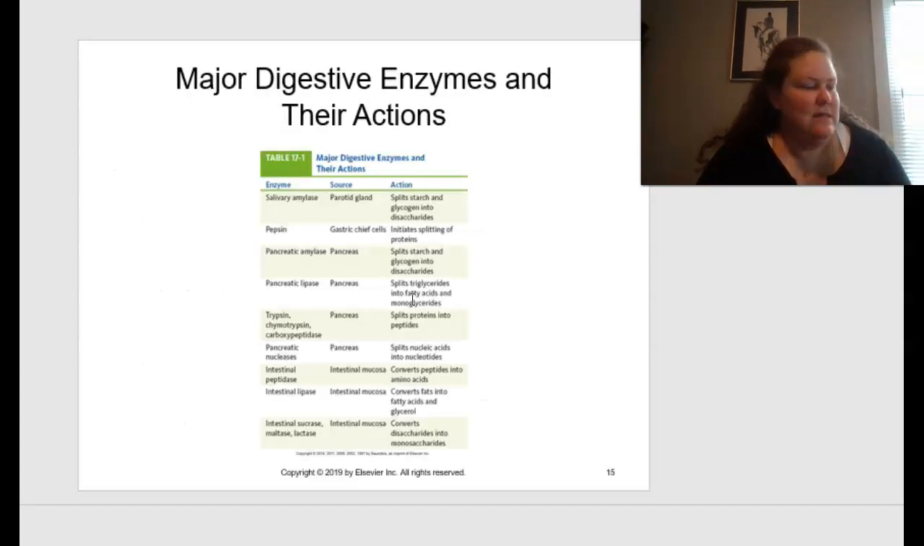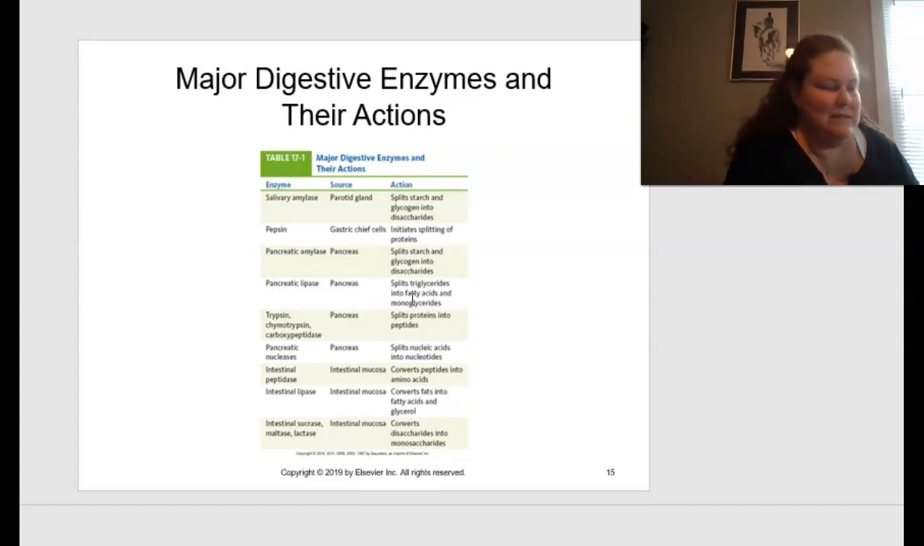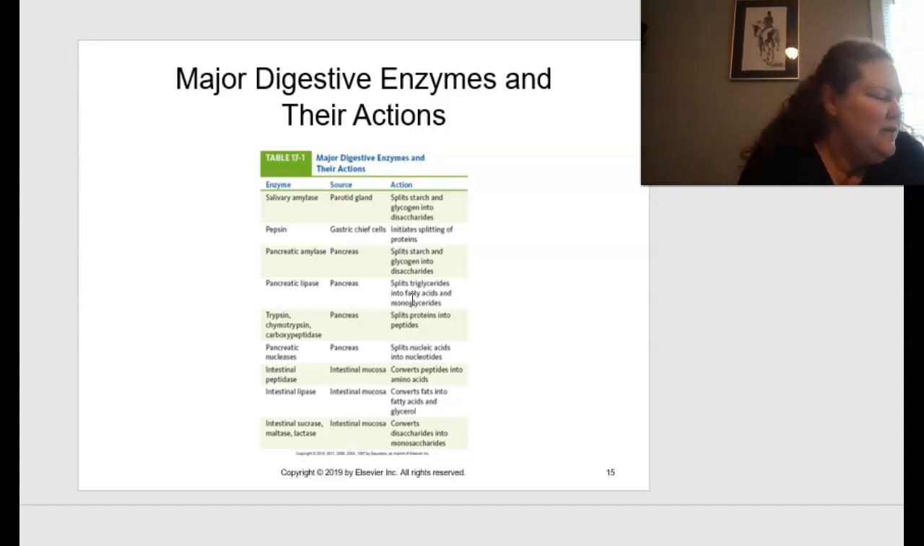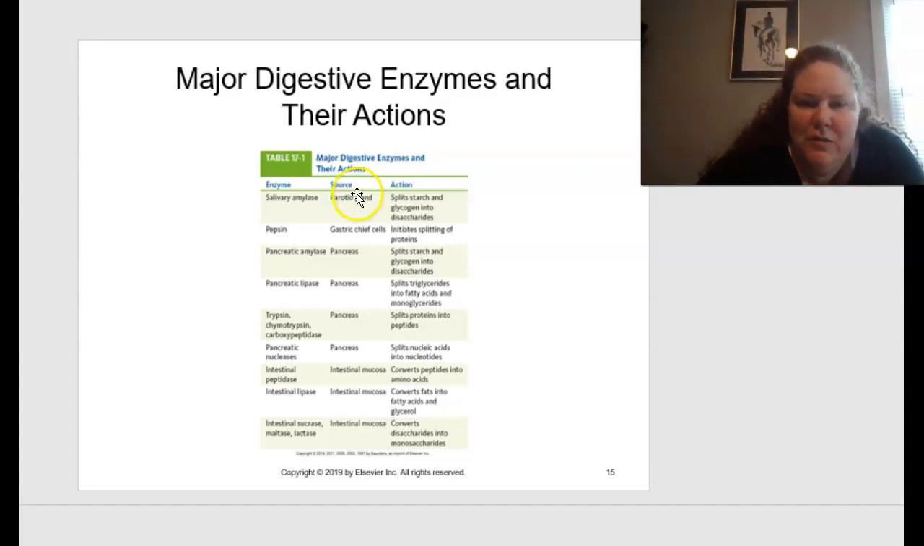So here is a summary of the major digestive enzymes and their actions. You can see salivary amylase, which is excreted from the parotid gland, splitting starch and glycogen into disaccharides, which then go further down into monosaccharides, right? This is a great little summary, maybe great for flashcards, and it's on page 430. Again, it's table 7.1.